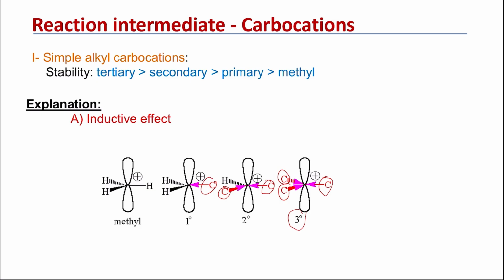We should remember that carbons have a much better electron releasing effect than hydrogen. So the positive inductive effect of the carbon is much greater than that of the hydrogen. This is why tertiary will be more stable than the secondary, which is more stable than the primary, and the methyl is completely unstable.